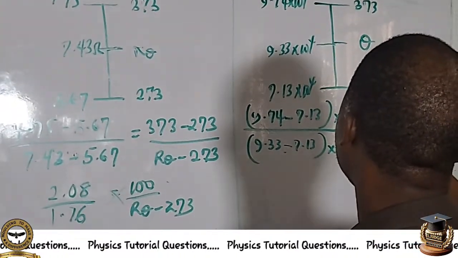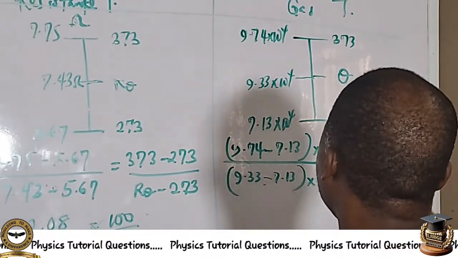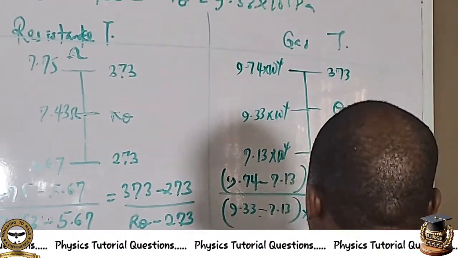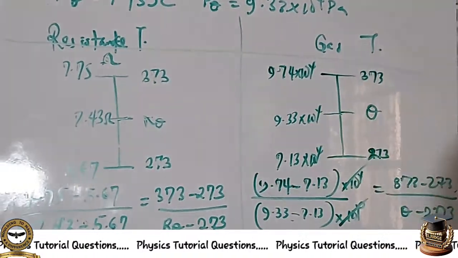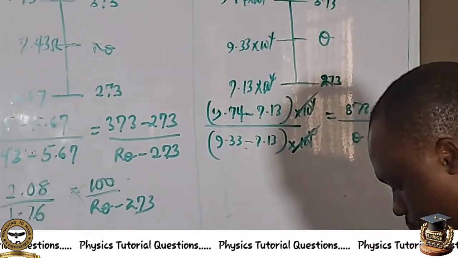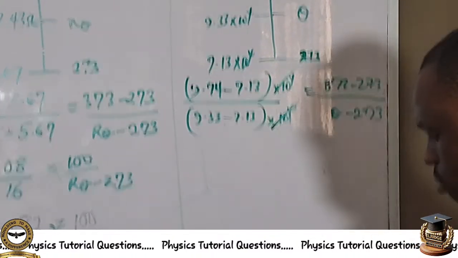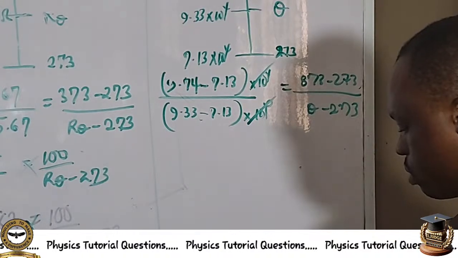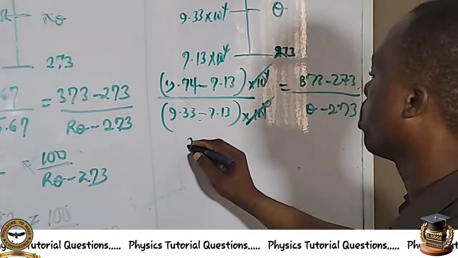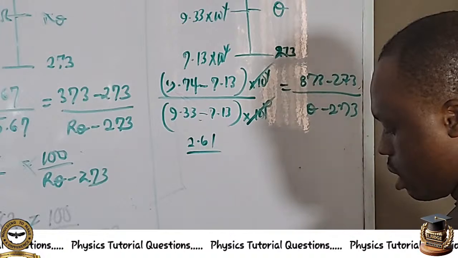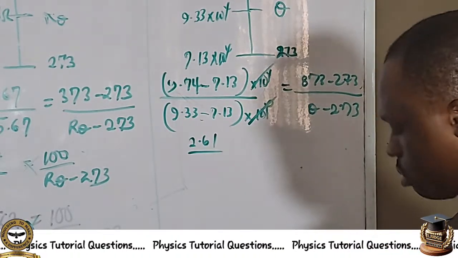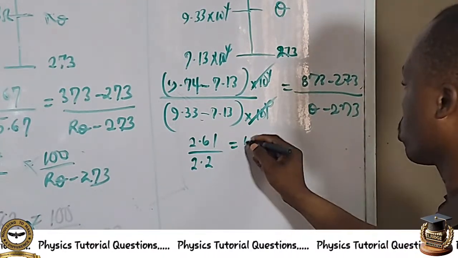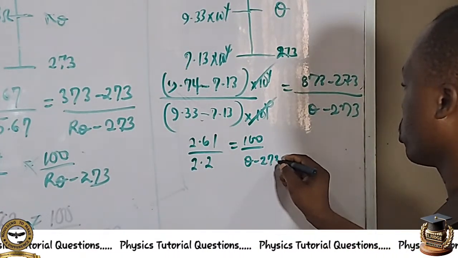equals 373 minus 273 over theta minus 273. So what we have here, this one cancels out this, and this one cancels out this. So we have 9.74 minus 7.13, which gives us 2.61, over 9.33 minus 7.13, which gives us 2.2, which equals 100 over theta minus 273.